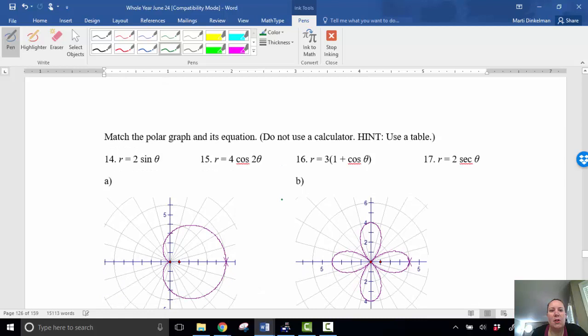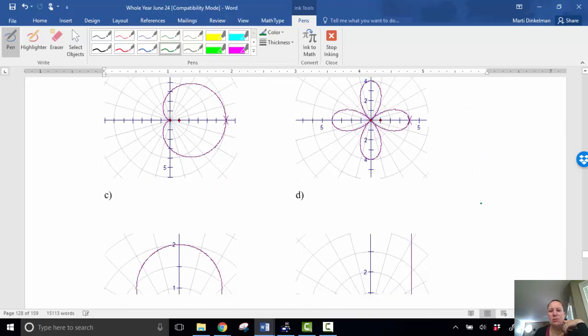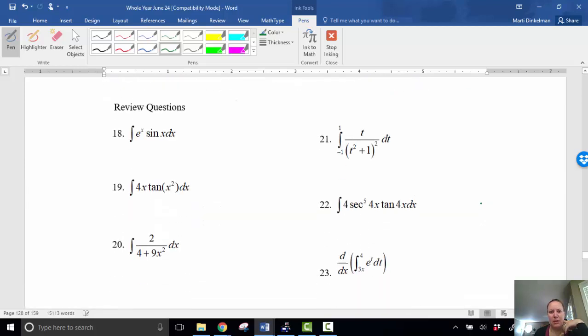Okay, a little bit of graphing. So what I want you to do is try to think of a table of values or plug in some values and see which ones of these make sense first before you get to your calculator. And then I think that's it.